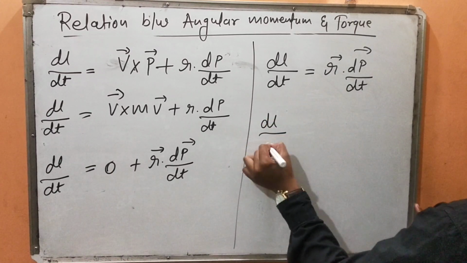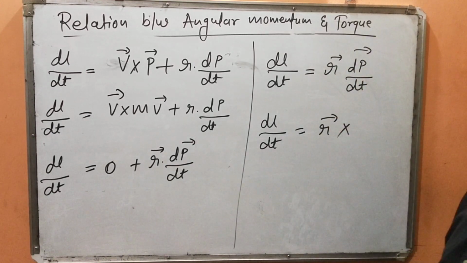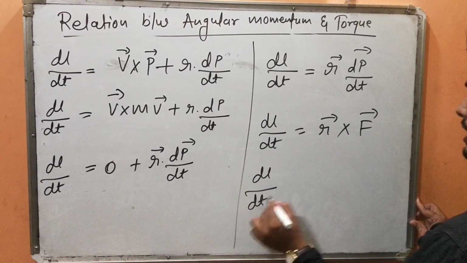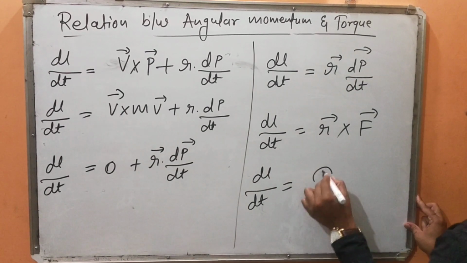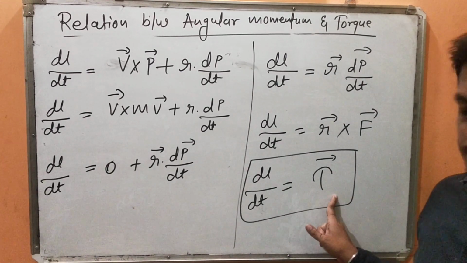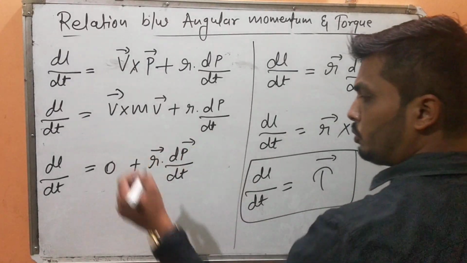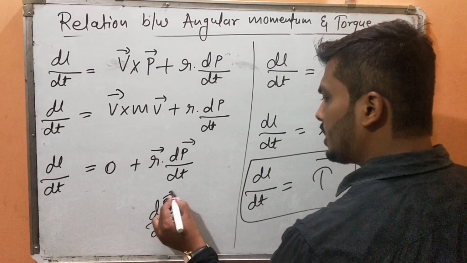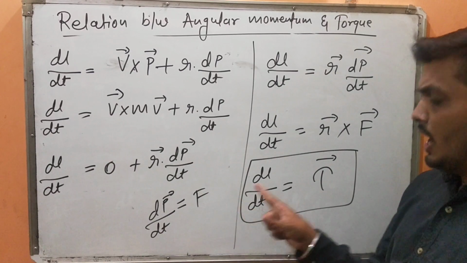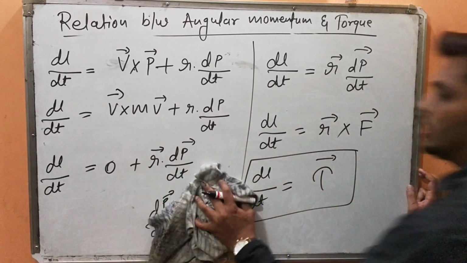So what do I get here? dL by dt equals r cross F, a cross product multiplication. And r cross F is nothing but the torque. So what is the relation between angular momentum and torque? The rate of change of angular momentum is equal to torque. That's what you have studied in Newton's second law. Rate of change of linear momentum is force. Rate of change of angular momentum is torque.